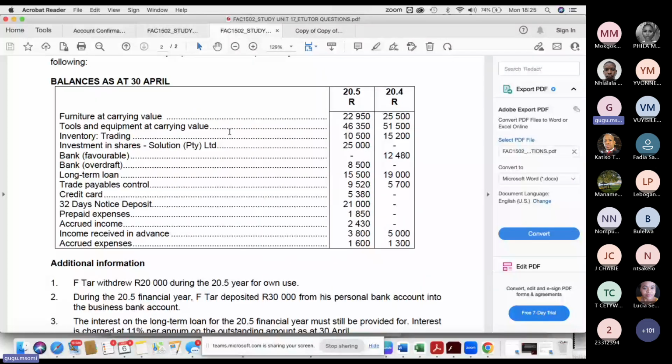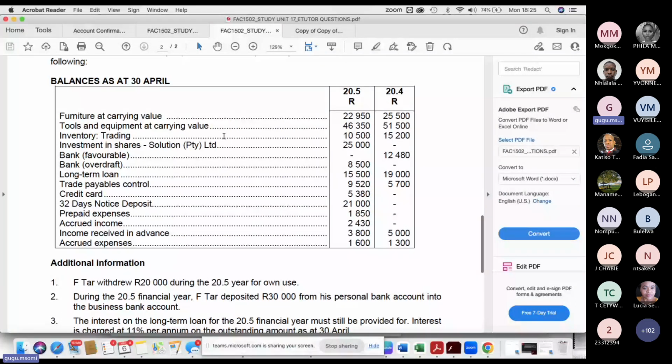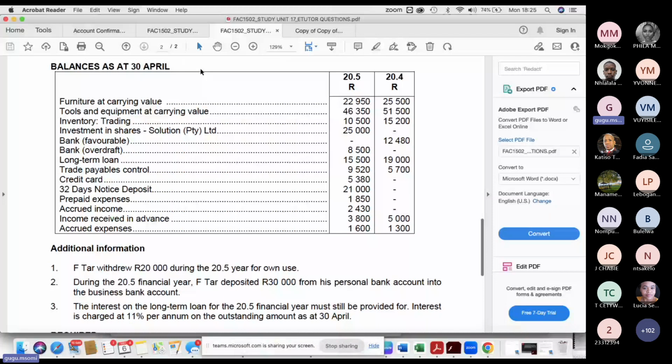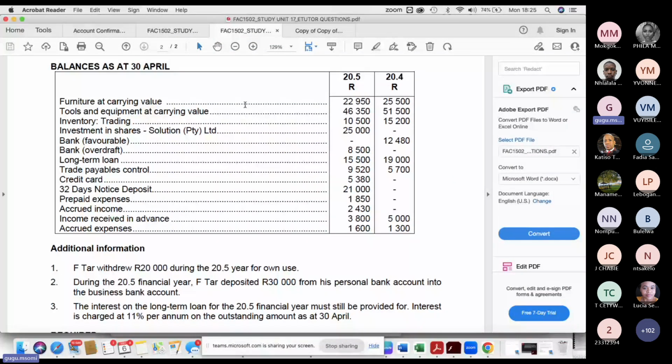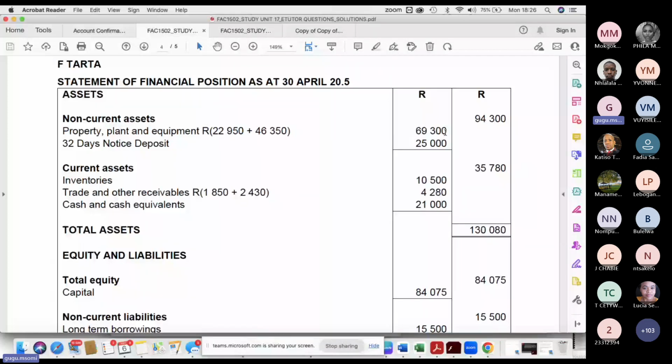When you go through and look, is there anything else in here that is a non-current asset? And yes, you've got tools. Similar to the furniture, tools is not something that you would just use within a 12-month period. You buy the tools and use the equipment for a long time. So you've got tools and equipment as your non-current asset as well at 46,350. And then you'll add that 46,350, sum it up, and plot that into your balance sheet.